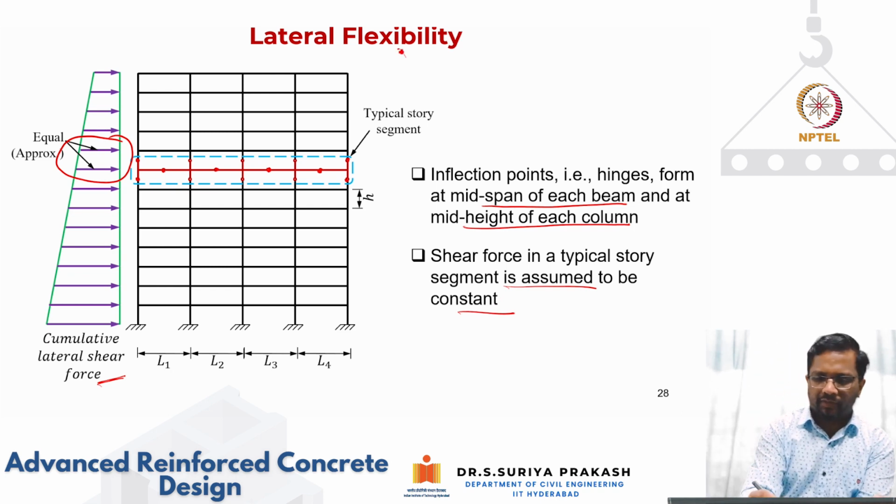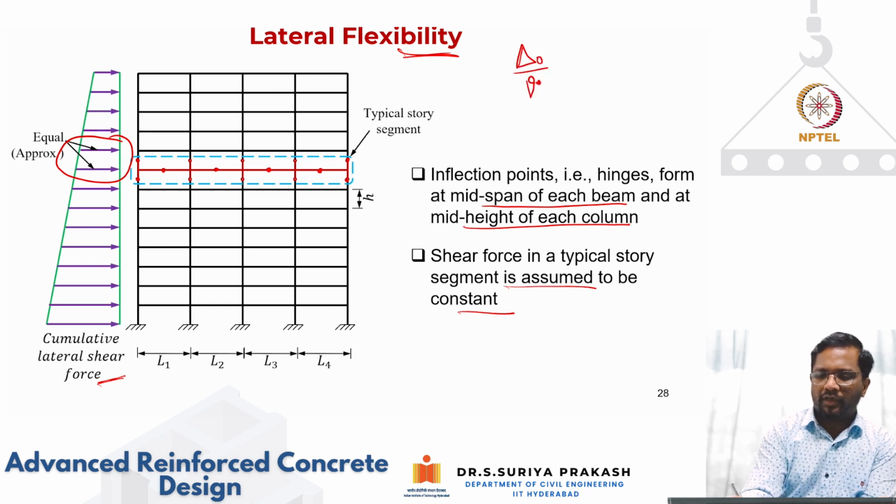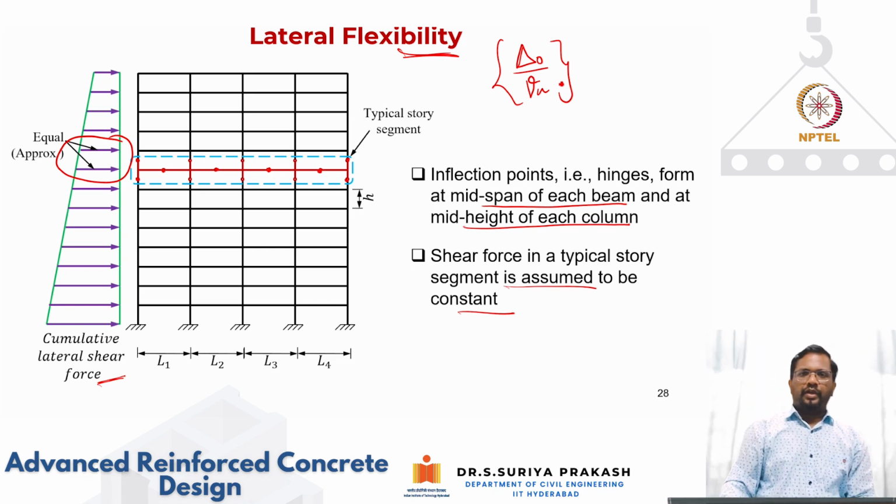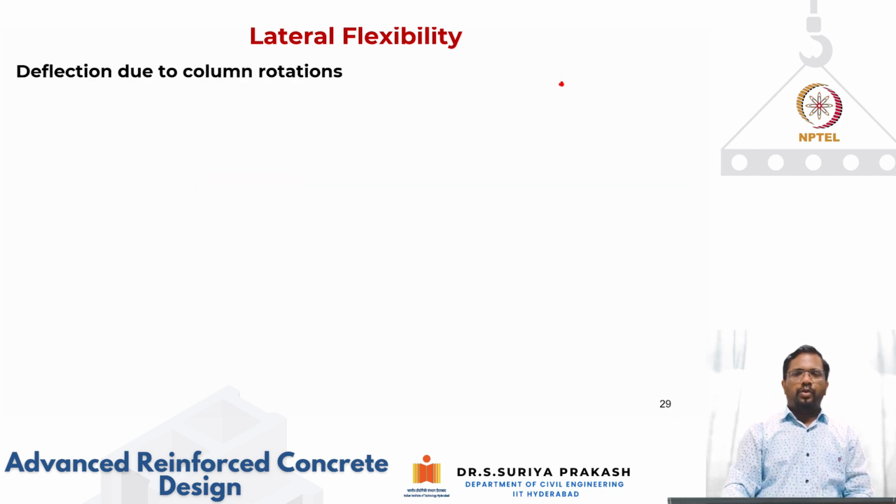Again, what is lateral flexibility? It is basically delta naught by shear. Okay, this is what we are trying to calculate. Flexibility is the inverse of stiffness, so stiffness is V by delta naught, and here we are talking about delta naught by V. Now, how to calculate this?